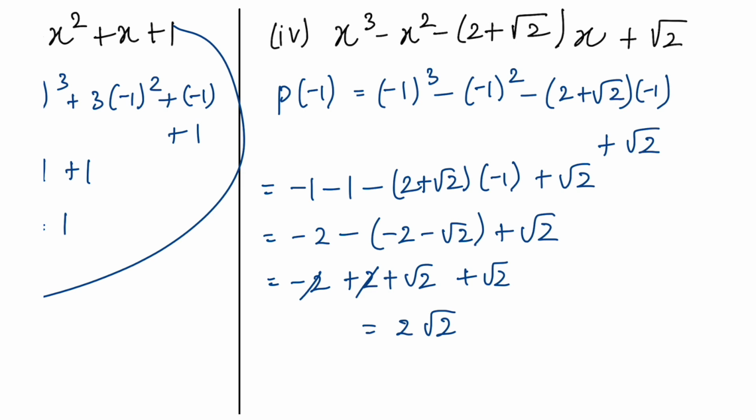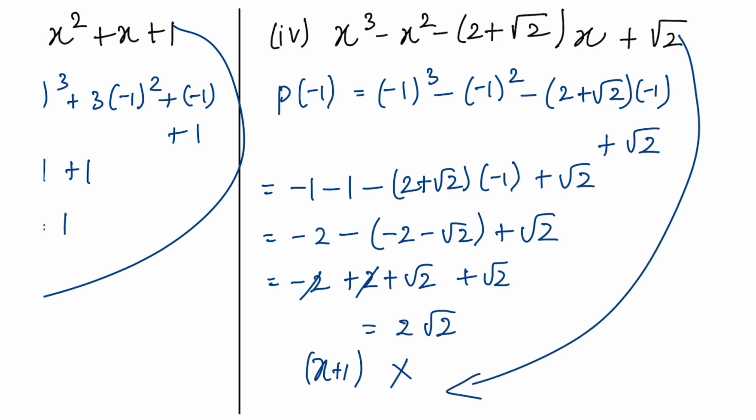Since 2 root 2 is not equal to 0, x plus 1 is not a factor for this as well. Let me just check this again. Minus 1 cubed is going to give you minus 1, minus 1 squared is plus 1, and that turns out to minus 1 because of this minus that we have here. And then we have minus 1 here, so when it's multiplied with this minus, it becomes plus 1. So it is 2 plus root 2, and we have a plus root 2 again at the end, so that comes out to 2 root 2. Okay, so x plus 1 is not a factor for this polynomial as well.